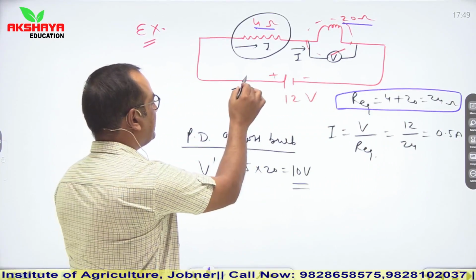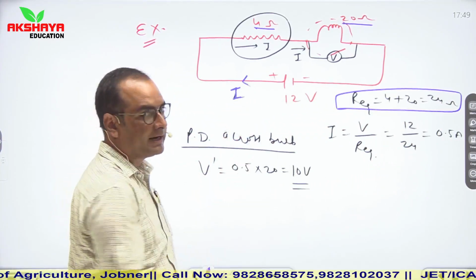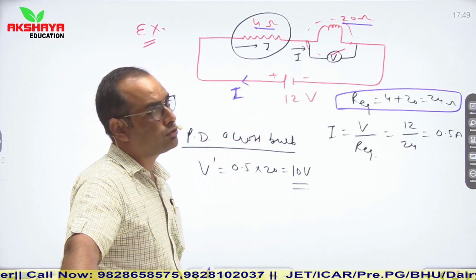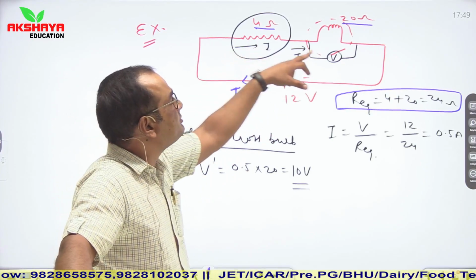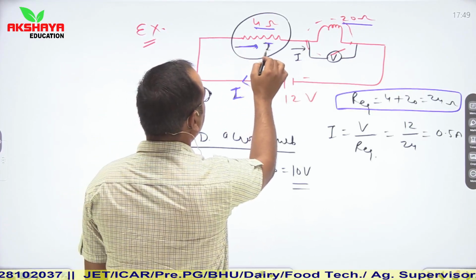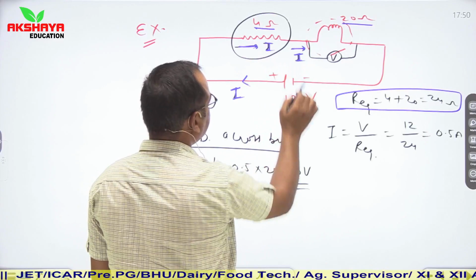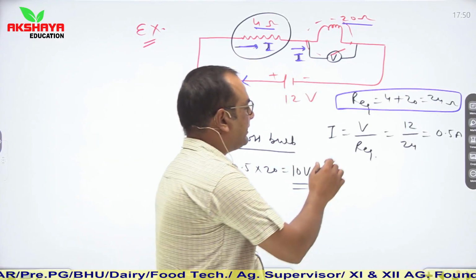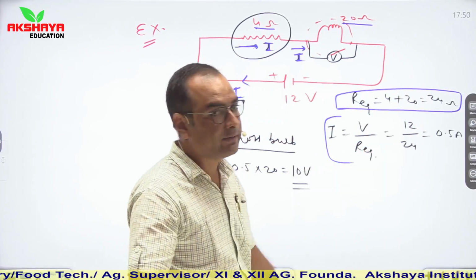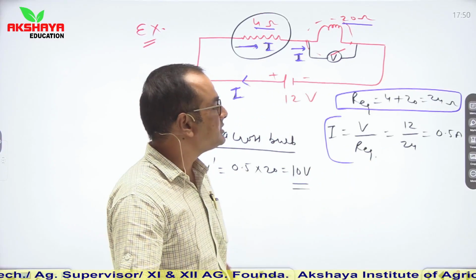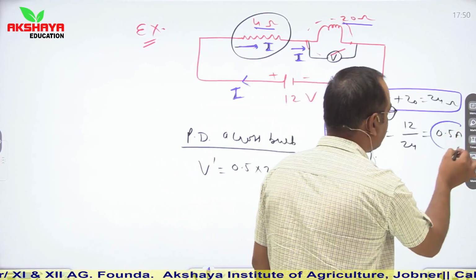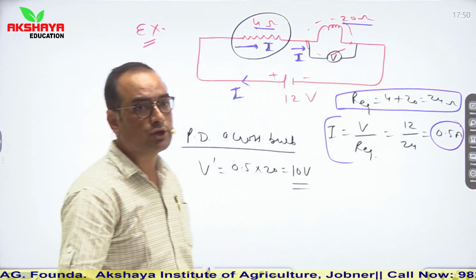Now let us say that current I is flowing through the source. As 4 ohms and 20 ohms are connected in series, current I will also flow through both the conductor and the lamp. The value of current can be calculated by using the relation I is equal to V upon R equivalent. Potential difference is given as 12 volt, equivalent resistance is 24 ohms, so the current flowing through the source is 0.5 ampere.